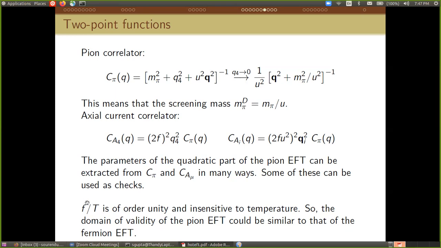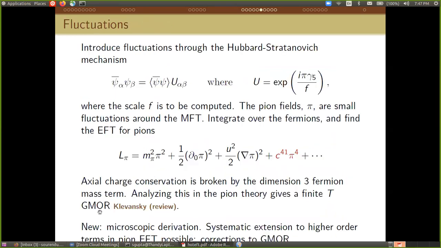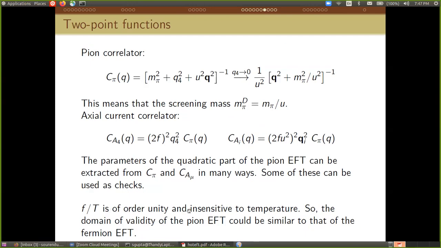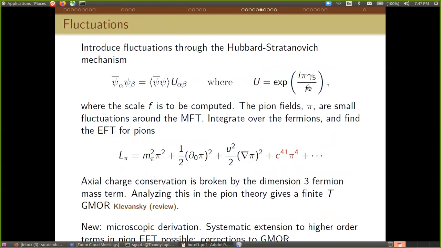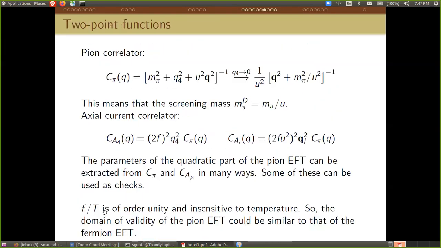The other thing you find is that this F by T, F was that scale that you had introduced, F by T is of order unity, and it does not depend on the temperature at all across the crossover. So it turns out that the domain of validity of the pion effective theory is not very different from that of the fermion effective theory, because F is the UV scale for the pions, and T is the UV scale for the fermions. If F by T is of order unity, then the two UV scales are similar. So the pion effective theory and the fermion effective theory have very similar domains of validity.